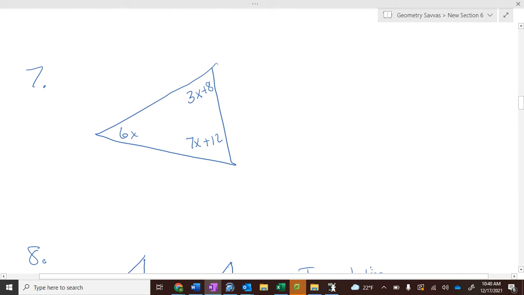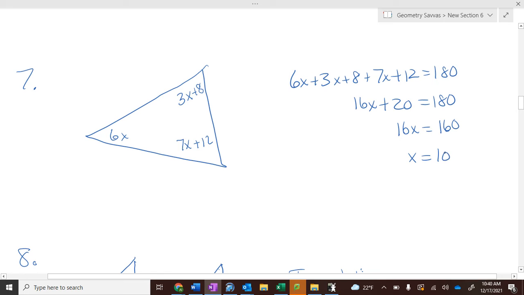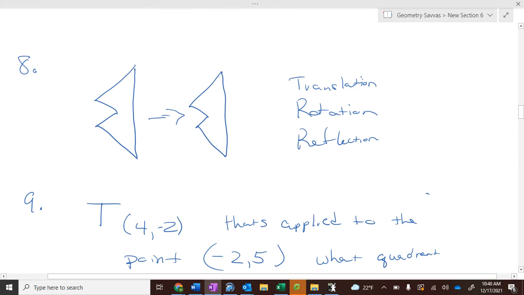How do we figure out what x is here? 6x plus 3x plus 8 plus 7x plus 12 equals 180. 6x and 3x make 9x plus 7x is 16x plus 20 equals 180. So 16x equals 160, x equals 10. So this angle up here is 38. This angle down here is 82. And this angle up there is 60.